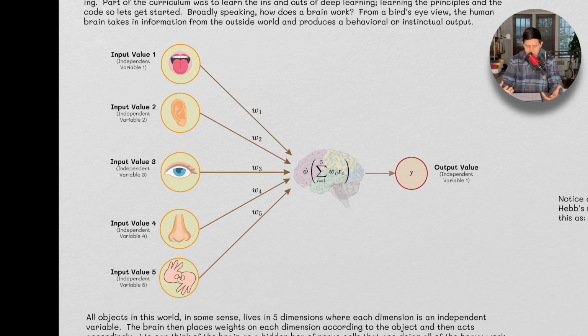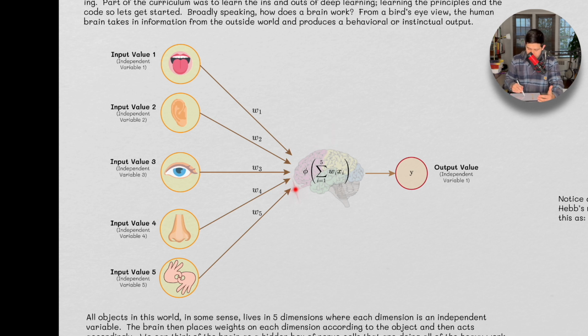And broadly speaking, we could put weights on all of these, right? So something could have a strong taste or a very weak taste. Something could be loud or not loud. Something could look a certain way. Something could have a very strong smell, for example. And all these weights are going to sort of tune how strong these input values are, okay?